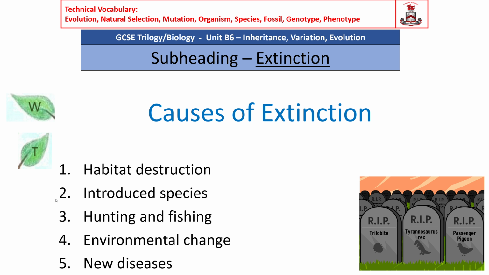Introduced species. This one has happened in the UK. You don't see red squirrels anymore because the grey squirrels were introduced from another country. These grey squirrels were bigger and more aggressive, and they pushed all the red squirrels out, and now there's only a few red squirrels left in the very north of the country, in Scotland, in certain areas. Again, hunting and fishing, we cause things to go extinct, so they're very obvious causes. They are all you need to know about extinction.